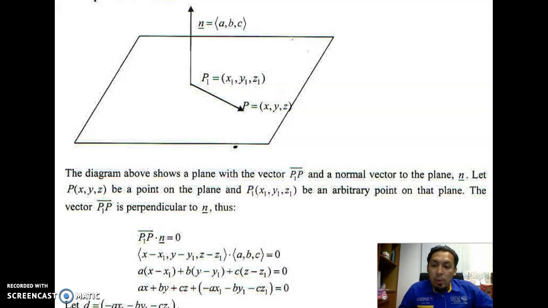Alright guys, in this video we're going to do the calculation part of finding equations of planes. So we already know how the equation of a plane looks like, and now we are going to discuss how to find the equations of that plane, and later I'm going to show you one of the uses of that equation.